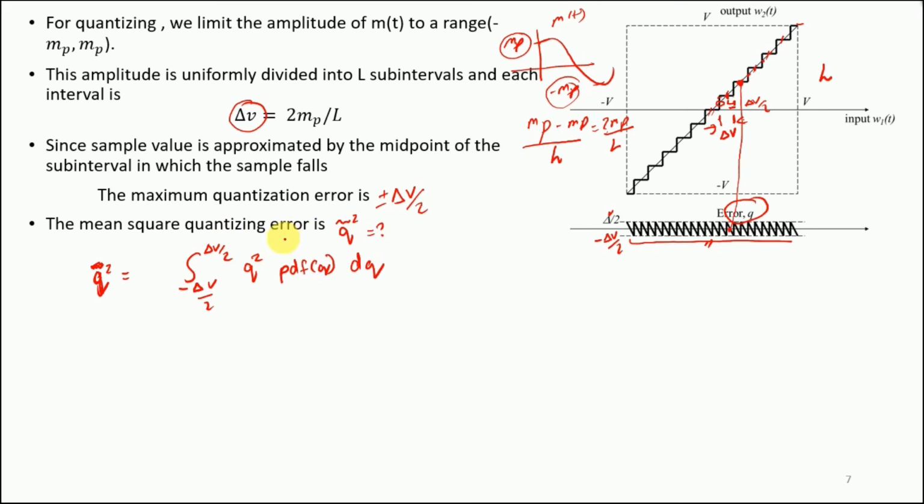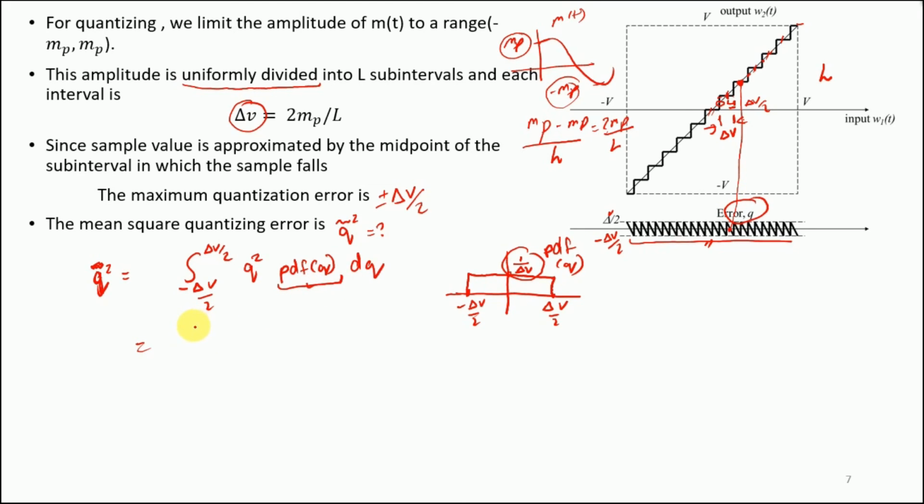Now we know most of these things apart from the pdf of q. And what is the pdf of q? Considering that they are uniformly divided, this means that the pdf of q is a uniform distribution, and its value is from minus delta v by 2 to delta v by 2. And as per the properties of uniform distribution, the amplitude is simply 1 over delta v, so that the overall area becomes 1, and this is our pdf of q, right? So we can take this value for this interval, and we can get rid of this.